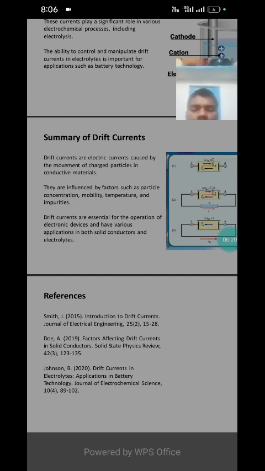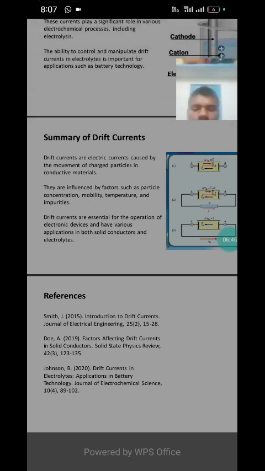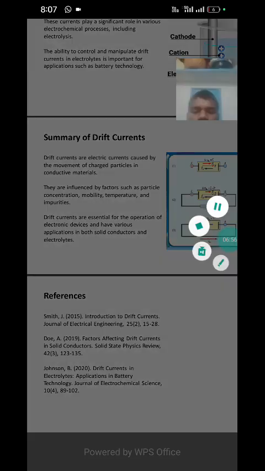References: Smith J., 2015, Introduction to Drift Currents, Journal of Electrical Engineering, 25(2), 15 to 28. Doe A., 2019, Factors Affecting Drift Currents in Solid Conductors, Solid State Physics Review, 42(3), 123 to 135. Johnson B., 2020, Drift Currents in Electrolytes: Applications in Battery Technology, Journal of Electrochemical Science, 10(4), 89 to 102.